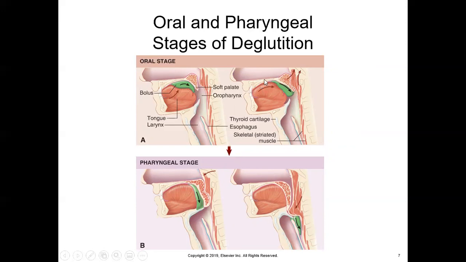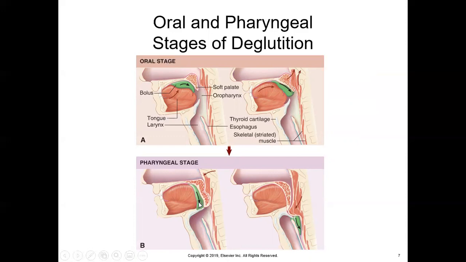The tongue pushes up against the hard palate and pushes the bolus further down into the oral pharynx. This is all voluntary. Then you have the pharyngeal stage, where it goes down from the oral pharynx through the laryngeal pharynx and down into the esophagus. If you notice, this is the trachea at the anterior portion, and the esophagus is posterior to the trachea.